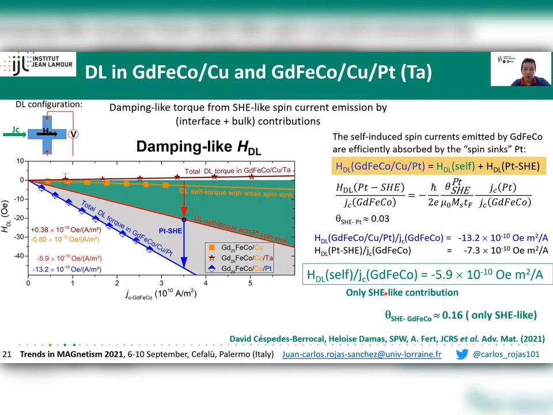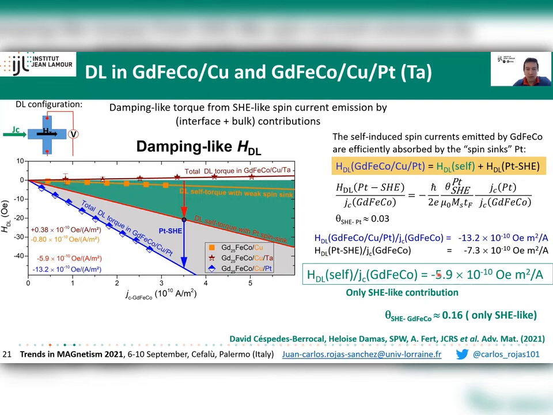So even more, we can compute the spin Hall effect in this gadolinium iron cobalt, and it's about 16%. It's quite large, and this value is comparable with the strong spin-orbit coupling materials used at room temperature. So this is the way we have evidence of the spin-orbit torque in this gadolinium iron cobalt copper.